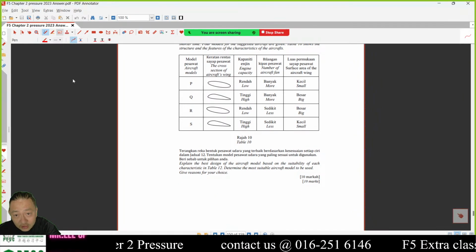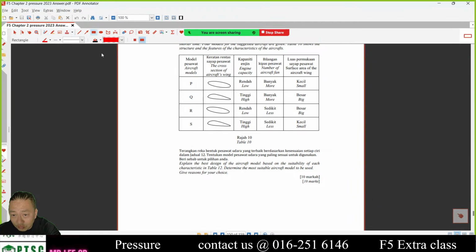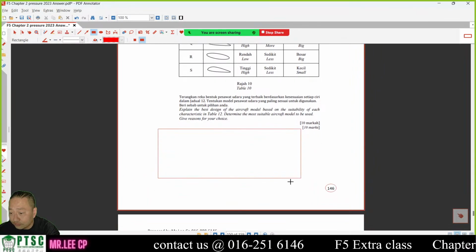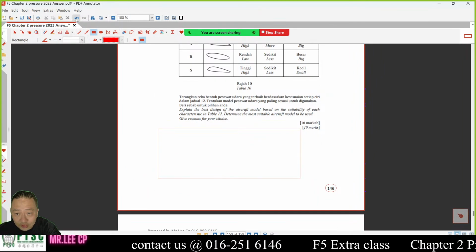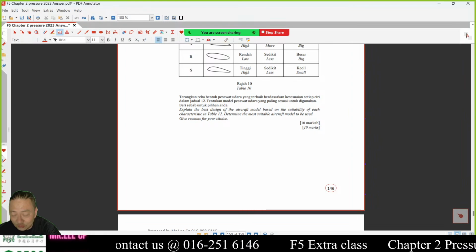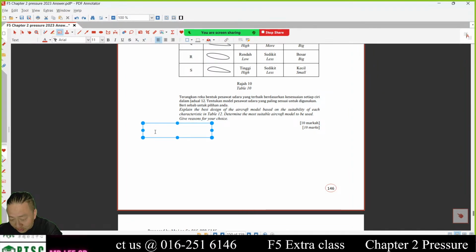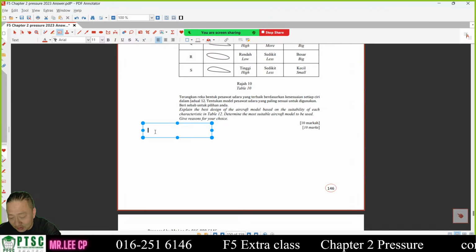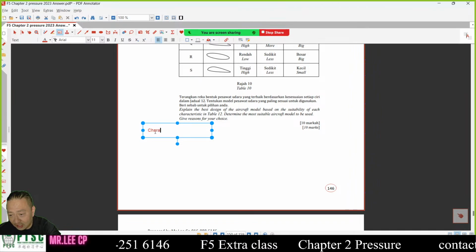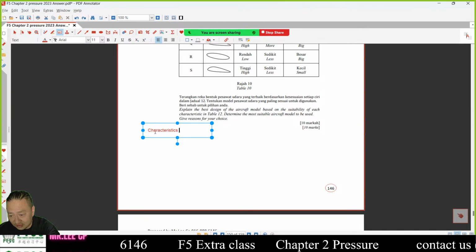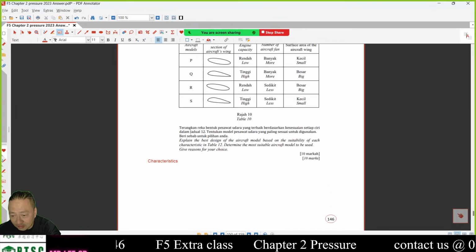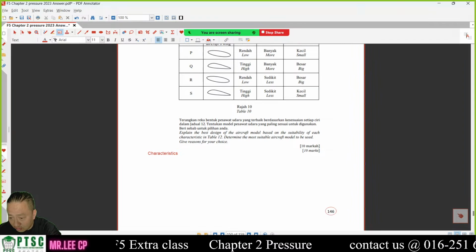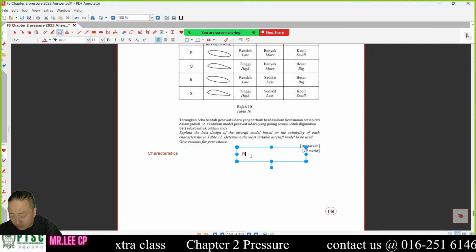When you do this kind of question, you have to do it in table form. But because I'm lazy to draw the table, I just write the characteristics, and then under each characteristic you need to explain every one of them. This is the reason.